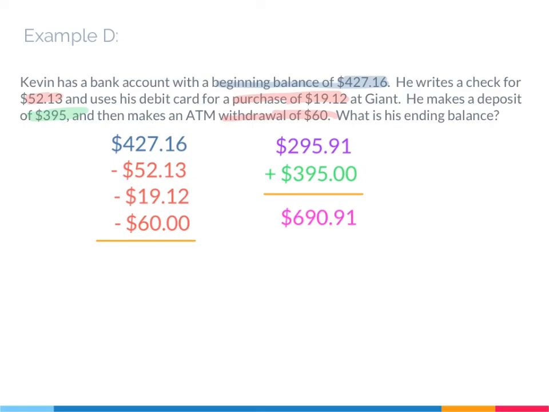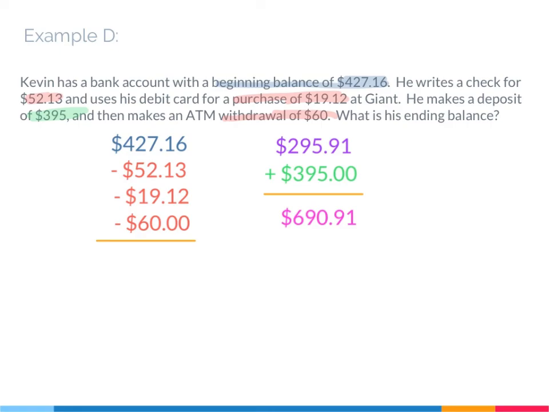Now, could I have done all the negatives in order that I'd seen them in the problem? Could I have done 427.16 minus 52.13 minus 19.12, then plus 395, then minus 60? Of course, that will also work. I like to break it out so that I have all the negatives happening at once and then all the positives happening at once, but both methods will get you to the correct answer if you type them in your calculator.